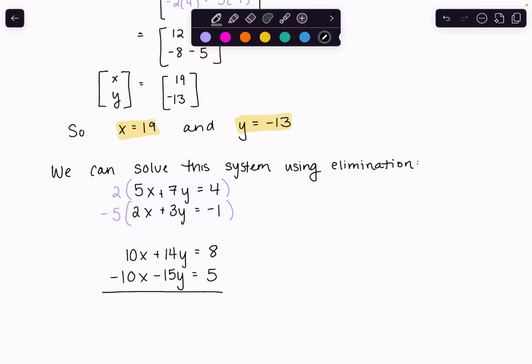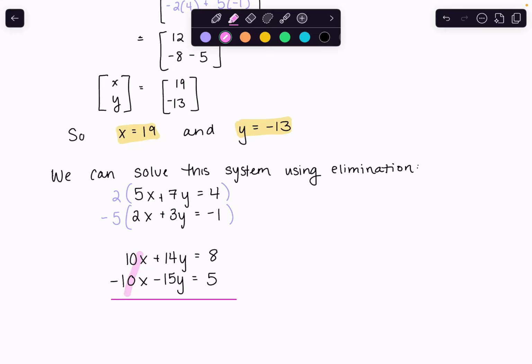So going through, adding those together, the x's cancel. 14y minus 15y gives us -y. 8 and 5 is 13. So look at that, I get y equals -13. Exactly what I got from using matrices.